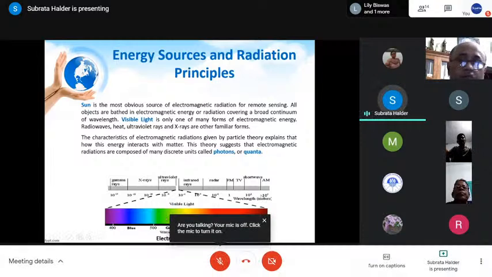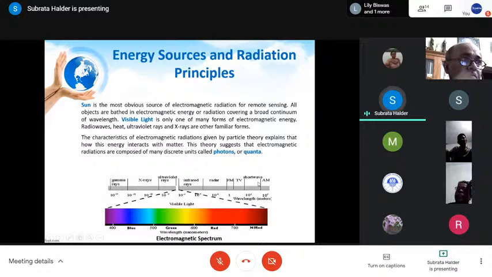Here the electromagnetic spectrum is shown, that is gamma rays, X-rays, ultraviolet rays, infrared rays, radar, FM, TV, shortwave, and AM.